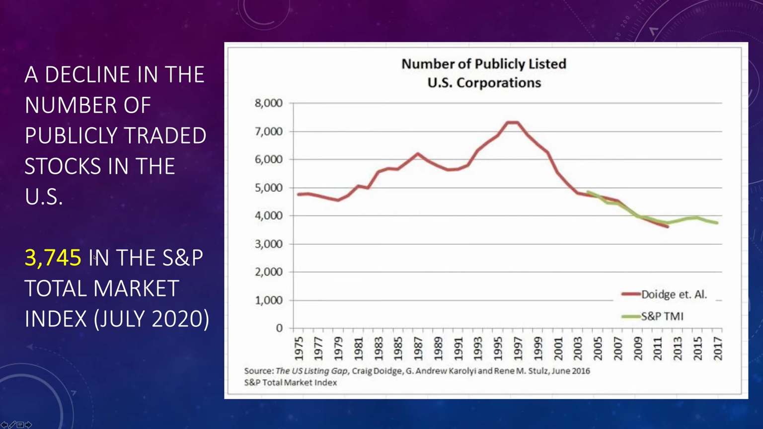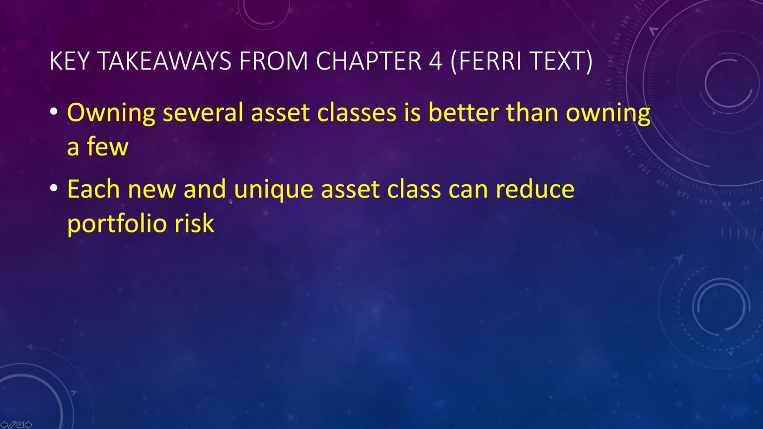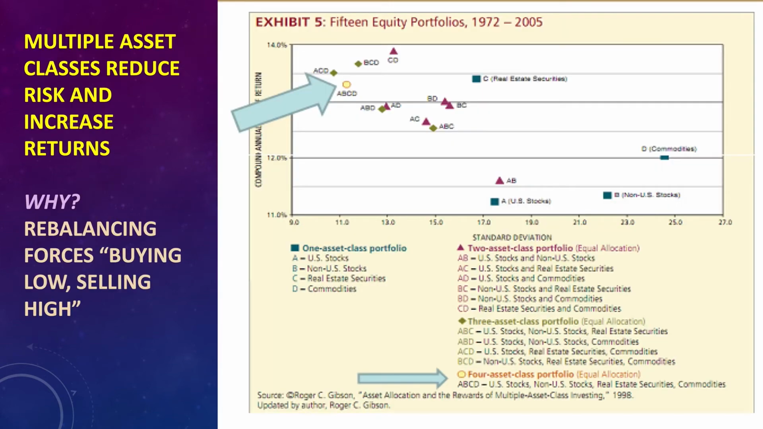Now, as you read Chapter 4 of the text, you will find some key takeaways. Owning several asset classes is better than owning just a few. And you ought to explore why. Because each new and unique asset class can reduce portfolio risk. Right? So, good idea there. Multiple asset classes reduce risk and increase returns. Here is from Roger Gibson's book, Asset Allocation and the Rewards of Multiple Asset Class Investing. The original book, 1998, is now in its fifth edition, by the way.